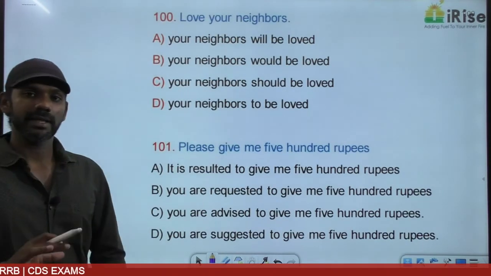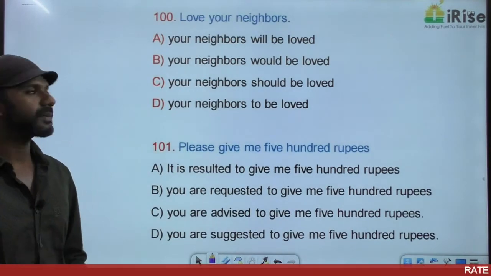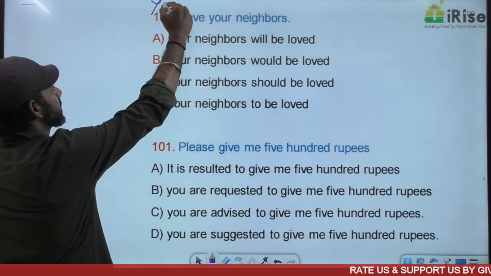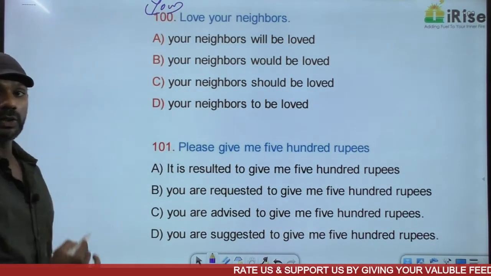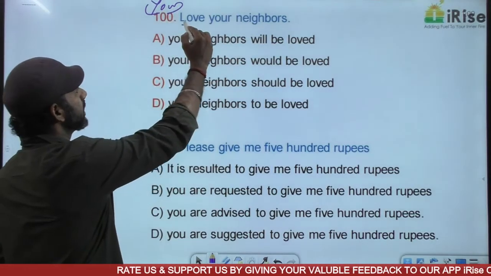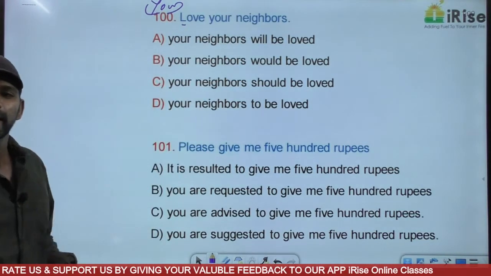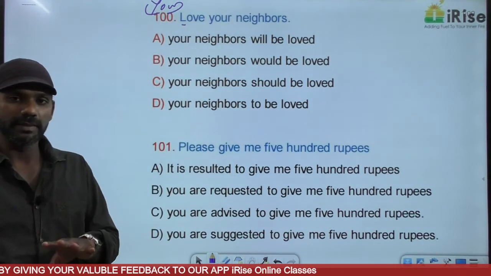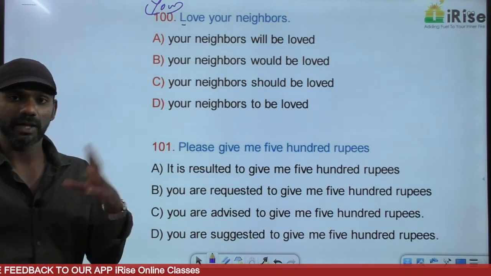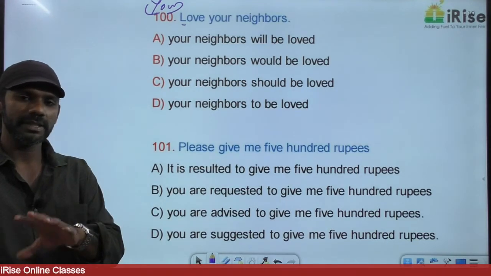Love your neighbors. Understand the meaning. Love your neighbors means you love your neighbors. The pronoun you is understood here. The subject you is understood here. Love is V1 actually. Now, love your neighbors means you love your neighbors. There's no need for me to love your neighbors or others to love your neighbors.